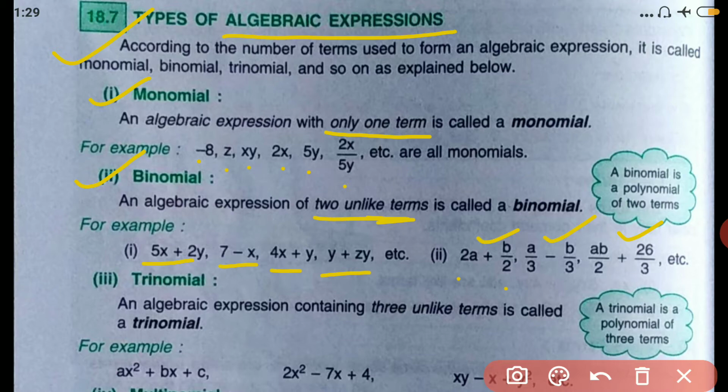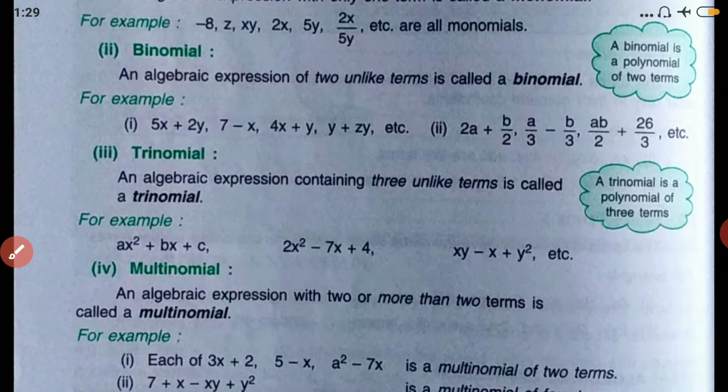Now coming to the third type, which is trinomial, an algebraic expression containing three unlike terms. Okay, three unlike terms. Binomial means two unlike terms, trinomial means three unlike terms, right? So I think we can go to the example here.